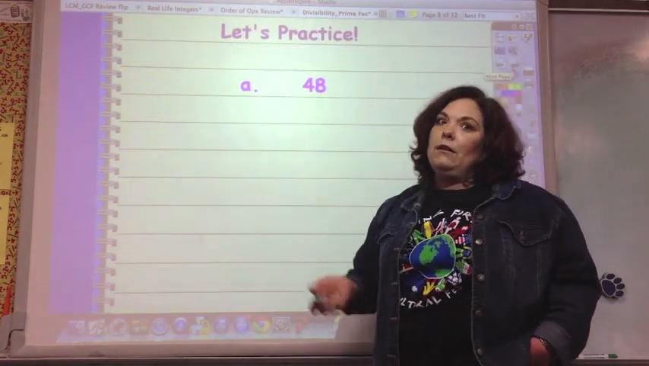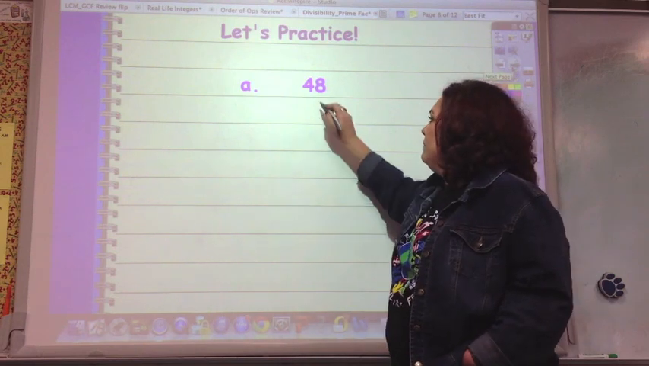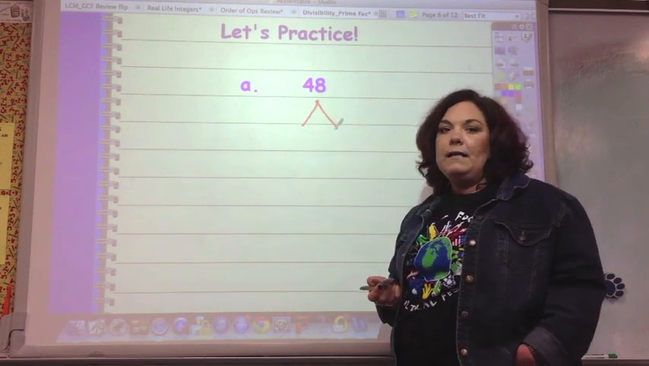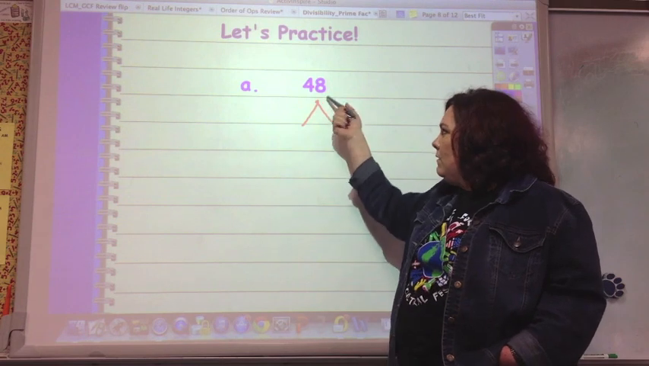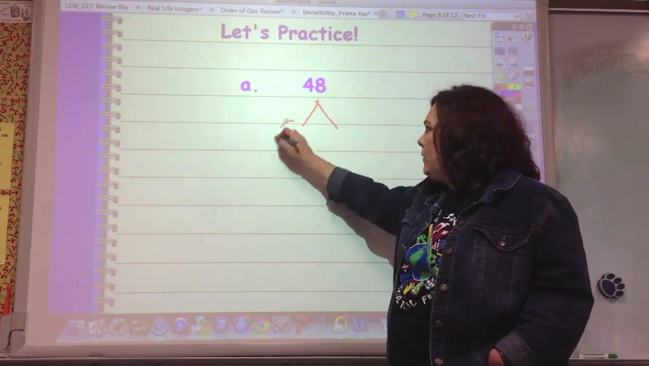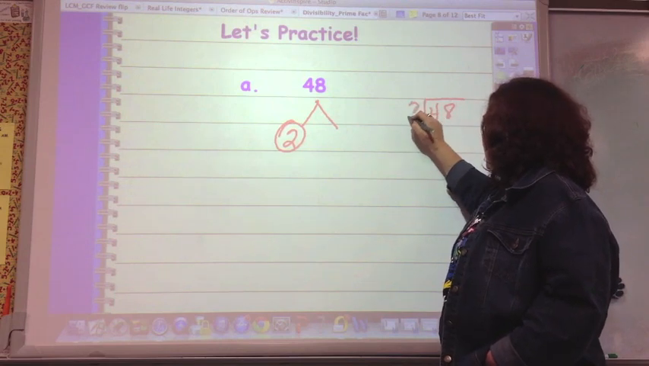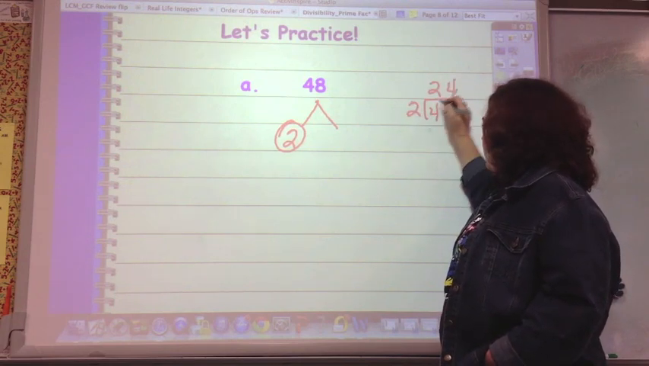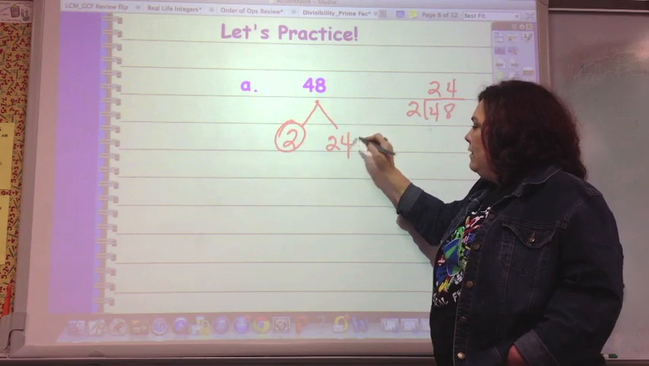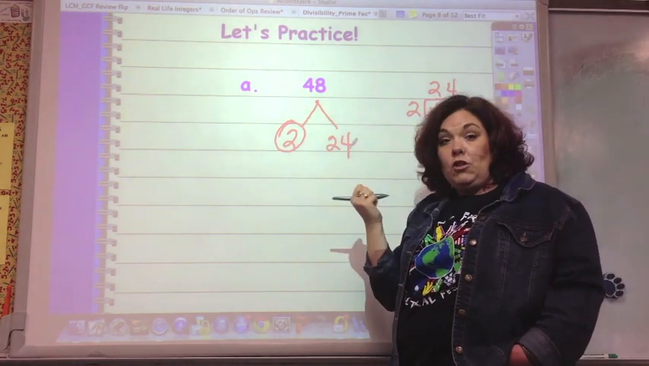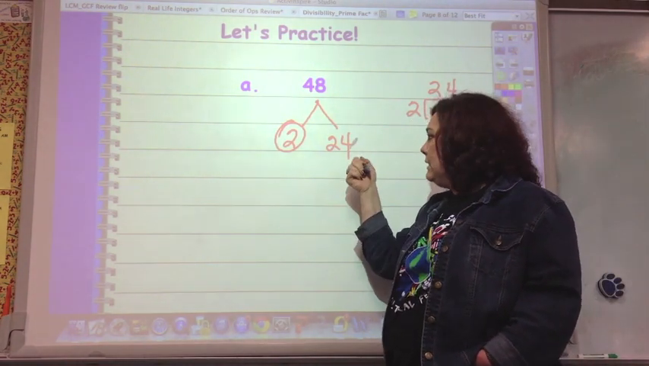So let's look at a real easy number, 48. That's divisible by 2 because it's even, so I know I can take 2 out of it. Then I would have to go over here and go, 2 goes into 48 24 times. Then I need to say, well, 2 can go into that again because it's even.